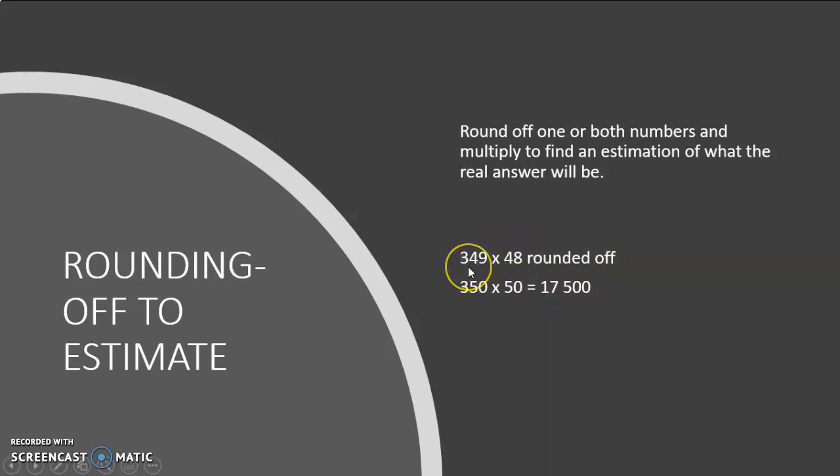For example, I had 349 times 48. I rounded 349 off to 350. 48 I rounded off to 50. I multiplied them together and that gave me 17,500.